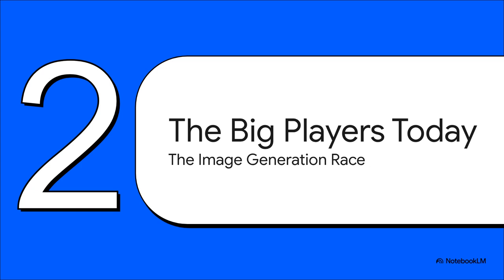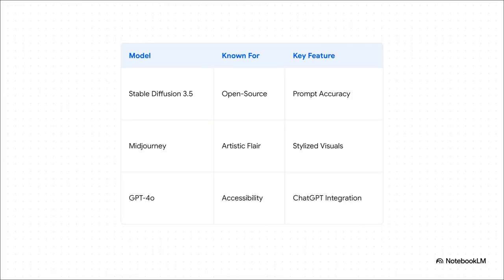Now, this whole field is moving at an absolutely breakneck speed, and there are a few key players who are really leading the pack. So who are the big names you need to know about right now? What's so interesting here is that each of these models has its own vibe, its own personality. Stable Diffusion, that's the open source hero. Developers love it because it's flexible and amazing at photorealism. Midjourney is more of the artist's choice. It's famous for creating these stunning, really stylized, almost dreamlike images. And then you've got GPT-4o from OpenAI, which is a total game changer because it's built right into ChatGPT, making this powerful tech super easy for pretty much anyone to use.